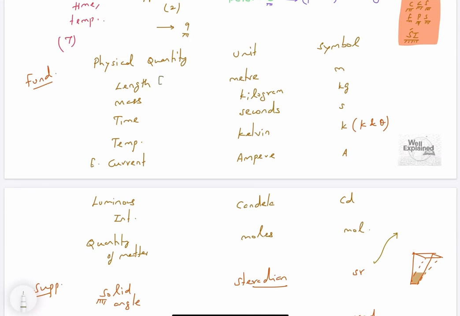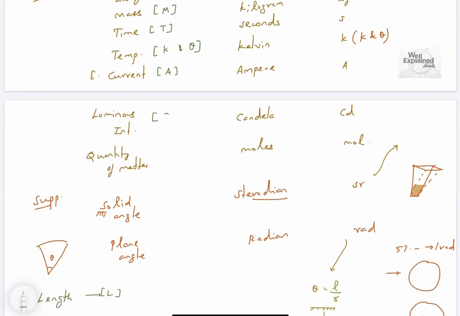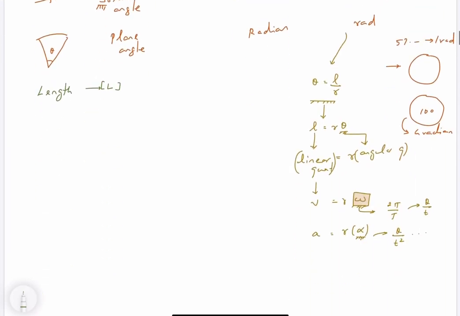Okay, so length is L like this, mass is M, time is T, temperature we give it as K or theta, current is ampere, so A, luminous intensity we give it as I because L is already taken, or I think we give it as candle. I'm not sure. Let me refer. And the quantity of matter, we'll just give it as mole. So very, very simple yet important, which are asked in exams, are nothing but length.